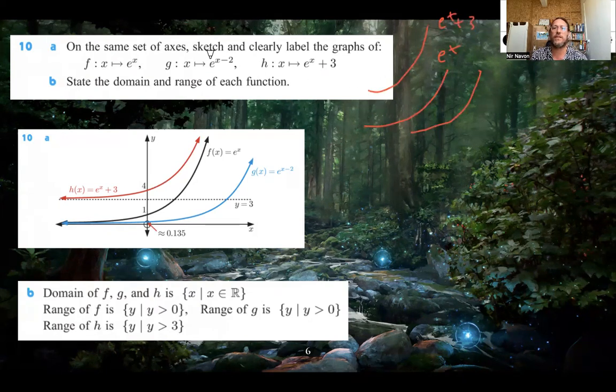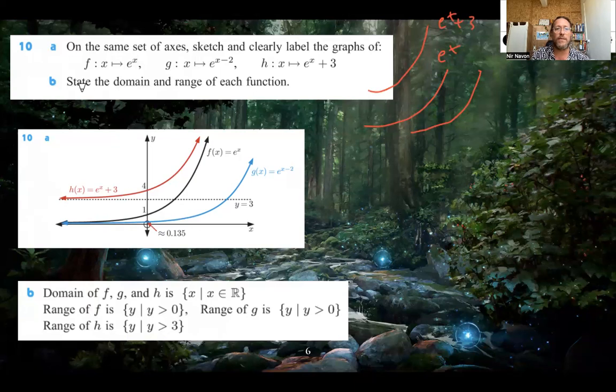The transformations on functions, here, this is to see it really well. So this is the black one, e to the power of x. The blue, e to the power of x minus 2, a shift to the right. And e to the power of x plus 3 is a move upwards.